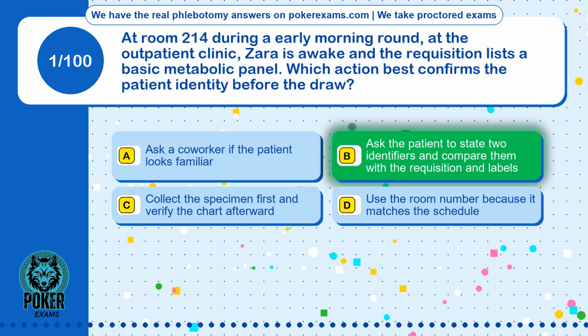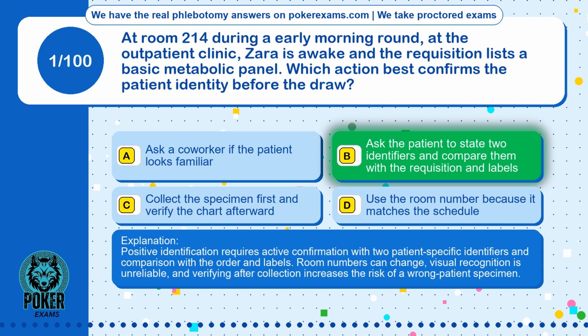The correct answer is option B. Ask the patient to state two identifiers and compare them with the requisition and labels. Positive identification requires active confirmation with two patient-specific identifiers and comparison with the order and labels. Room numbers can change, visual recognition is unreliable, and verifying after collection increases the risk of a wrong patient specimen.